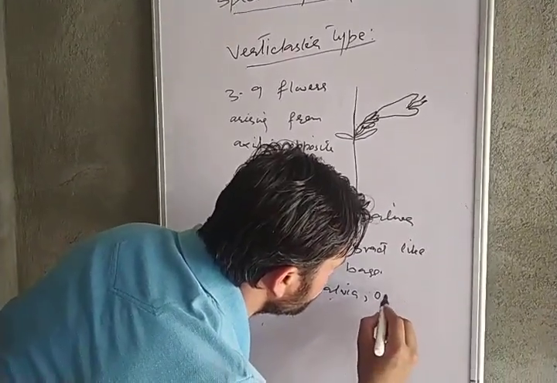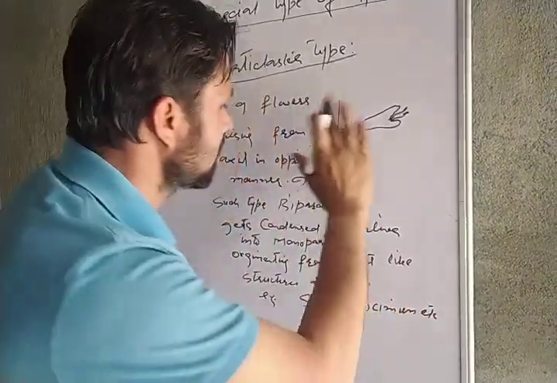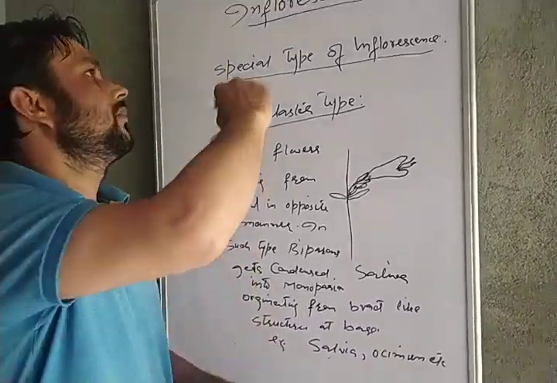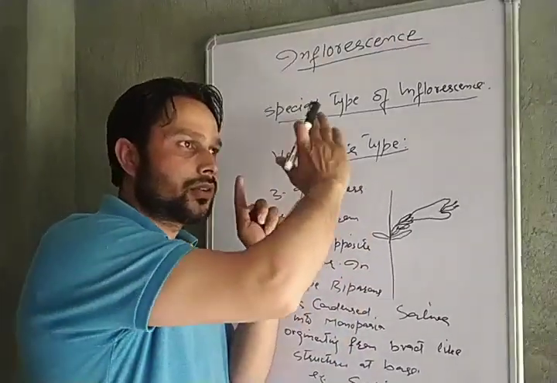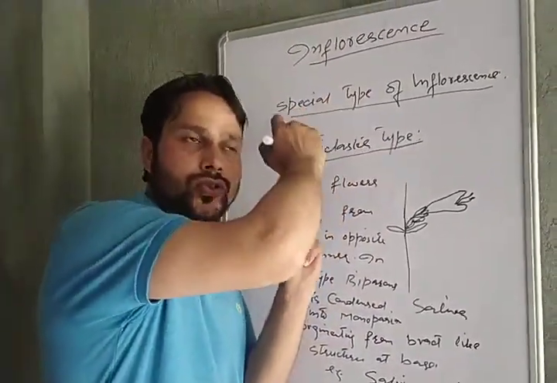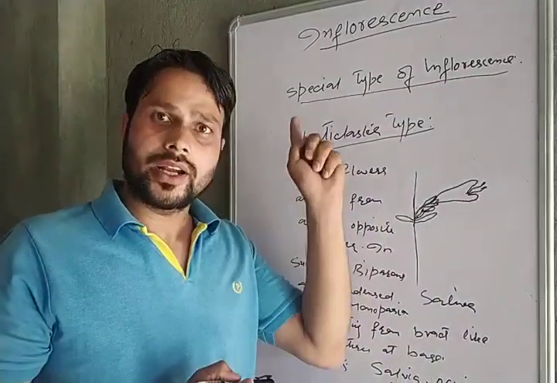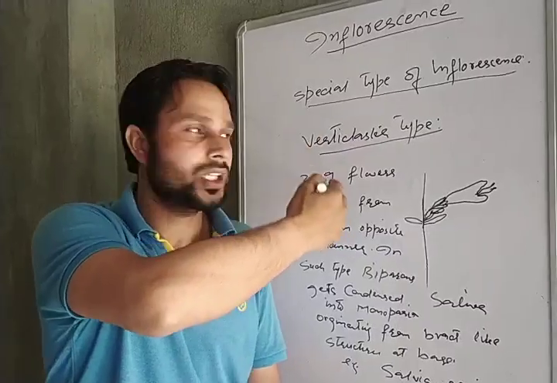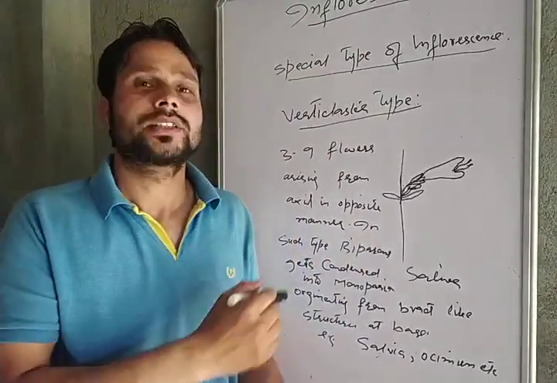Ocimum. Next, these are the examples of this verticillaster type of inflorescence. Okay, with this I am concluding here. The inflorescence has 4 types: solitary, racemose, cymose, and special type of inflorescence. Solitary and racemose I explained in the previous lecture, and cymose and special inflorescence I have explained in this lecture. Okay, this was all about it. Thanks for watching me.